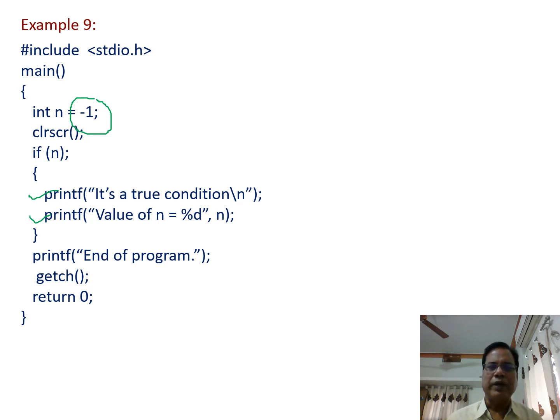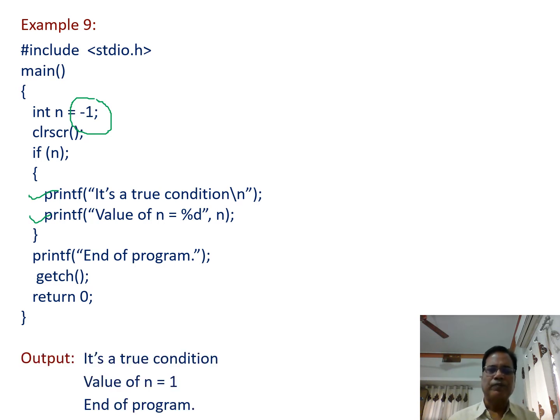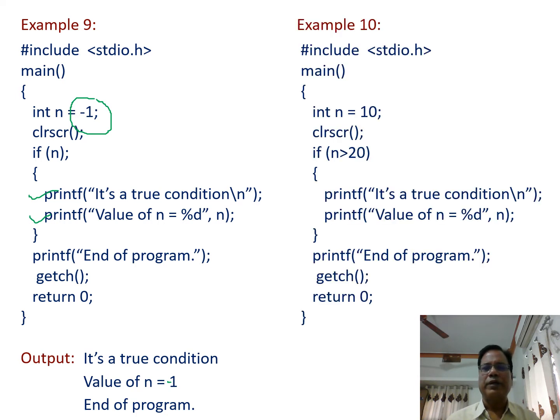What is the value of n? Here that gets printed at this point. Then following this block, the printf statement prints the end of the program on the output screen. So when this program is run, we get the output like this one: it's a true condition, and value of n equal to -1. Here this is -1, and then the end of the program gets printed.